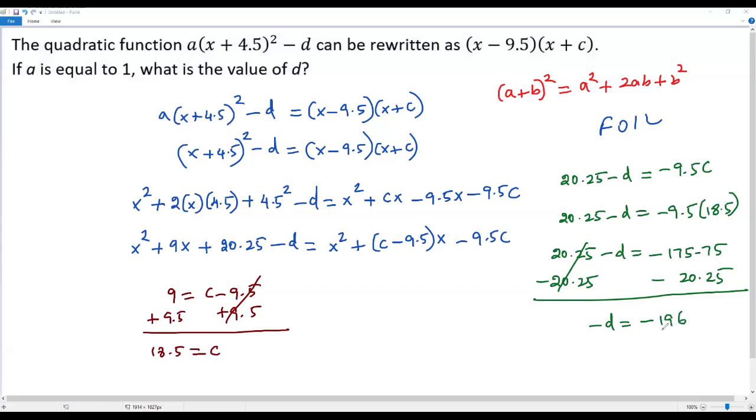196. Here my aim is to get the value of d, but here we have a negative sign. To remove the negative sign, we have to multiply both sides by -1. When I multiply negative d by -1, it becomes positive d. When I multiply negative 196 by -1, I'm getting positive 196. I got the value of d. The value of d is 196.